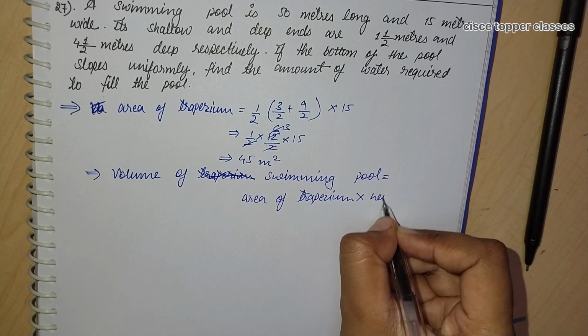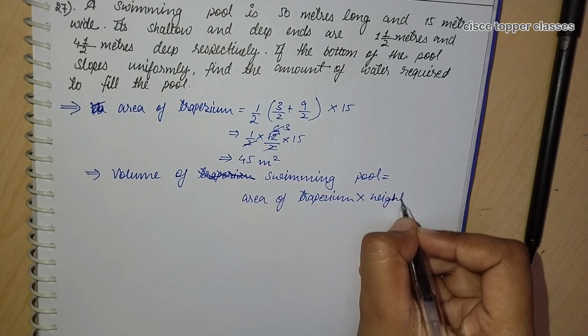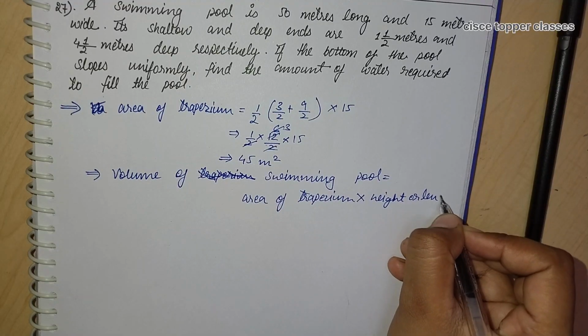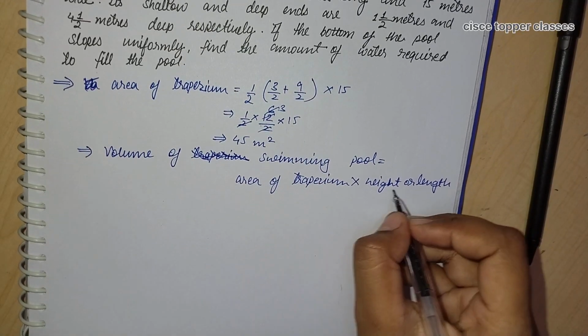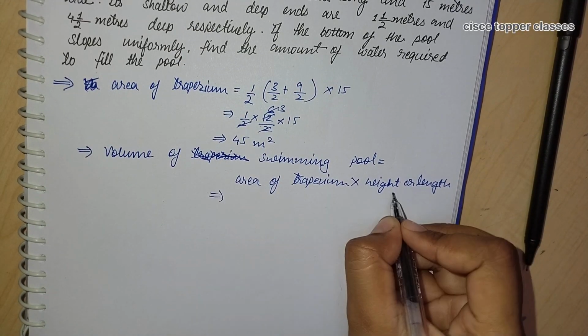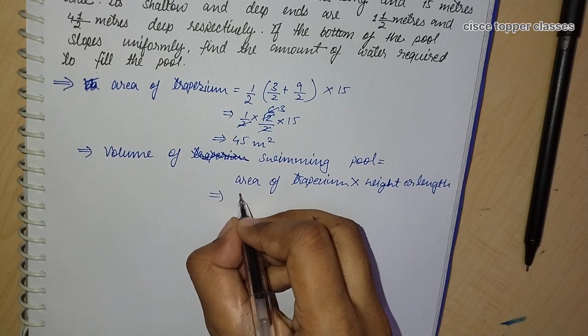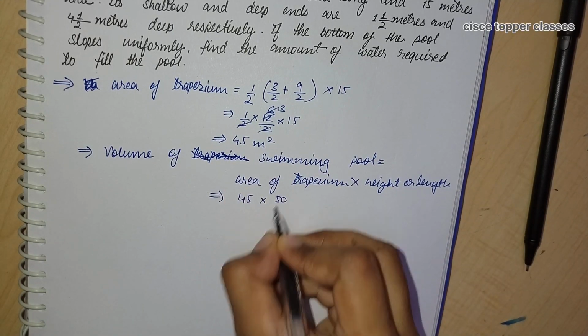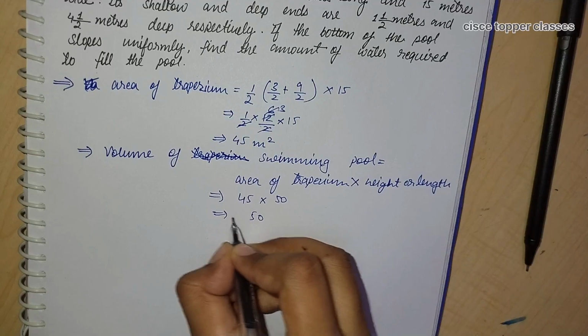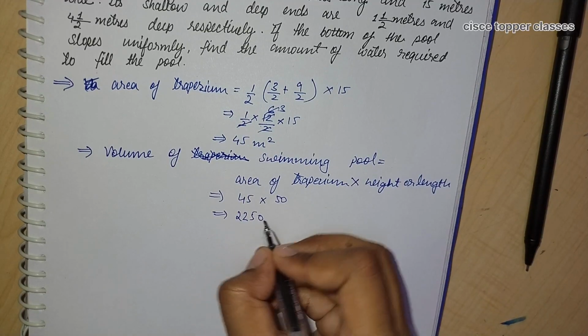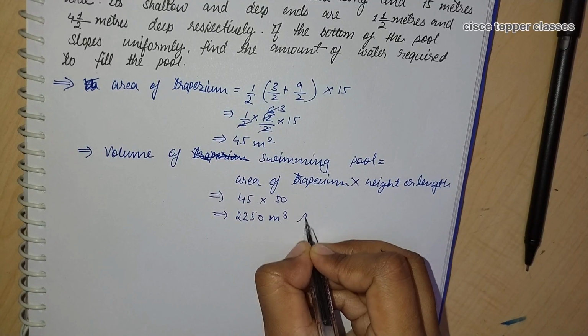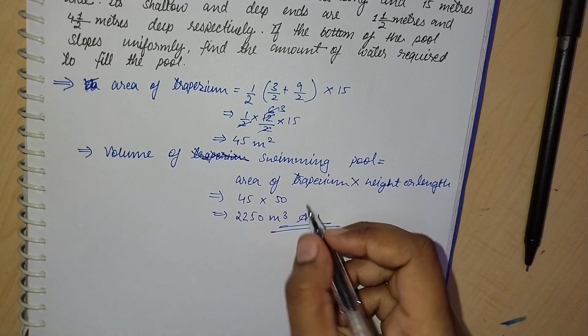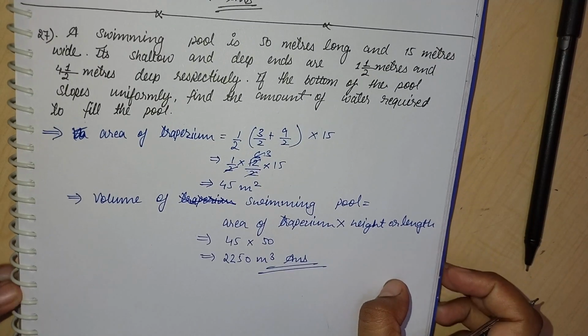So I'll put the value here. We have to take length only. So we will take length 50. Area of trapezium is 45 and this is 50. So we can write here 2250 meter cubic is the answer in this question. So this is the final solution of the 27th question here.